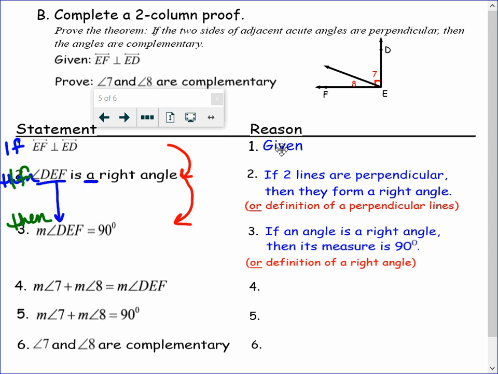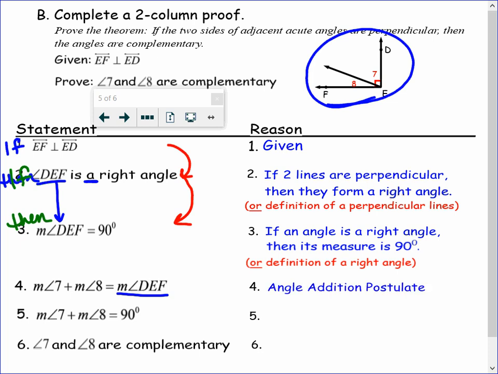Then I get to step 4. Great, I'm still talking about the measure of angle DEF. Perfect. But where did angles 7 and 8 come from? Like, they weren't in the proof. So remember, if it's not in the proof yet, it's either another given, which there is not a second given, or it came from the diagram. And that's exactly what happened here. What tells me that 2 smaller adjacent angles can add up to the overall angle? 2 smaller angles, measures, add up to the whole thing. That's the angle addition postulate from way back in chapter 1.